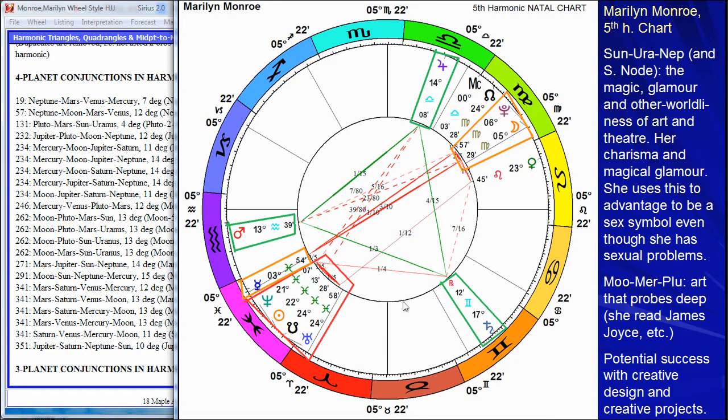Now here's the fifth harmonic chart, and there's the Sun, Uranus, Neptune with the South Node. So the South Node gets involved in this as well. That's the magic, the glamour, the otherworldliness of her art and her theater, her charisma, her magical glamour. She uses it to advantage to be a sex symbol, even though she has sexual problems. The Moon, Mercury, Pluto, art that probes deep, and she reads James Joyce, which is very, very deep and ponderous. Potential success with creative design and creative projects.